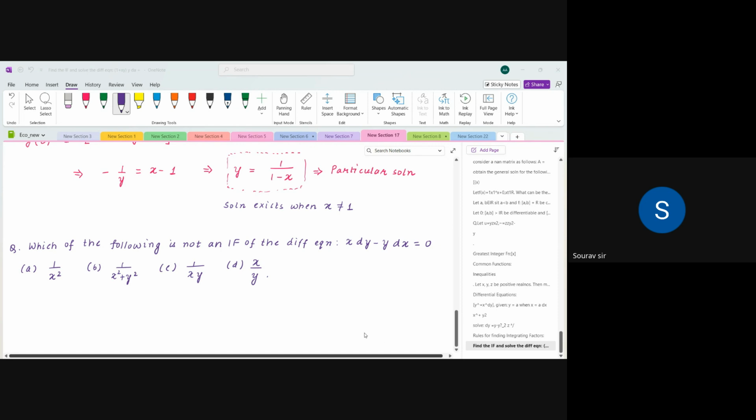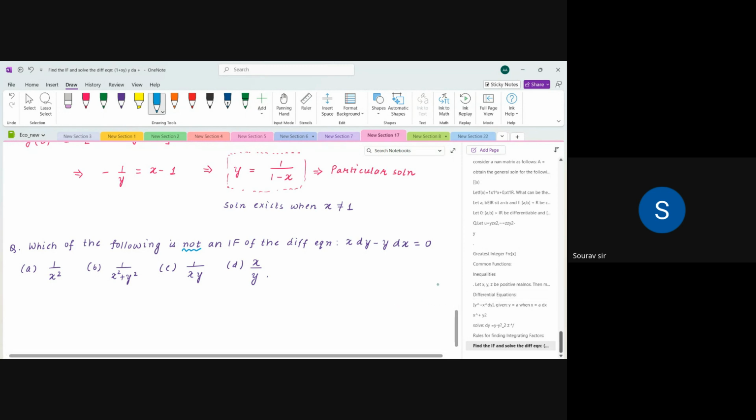So take a close look at the question once more. The question is which one is not an integrating factor? It doesn't say to find the integrating factor. So the best way to proceed with this question is take all the options one by one and check which of the options is making the differential equation exact, right?